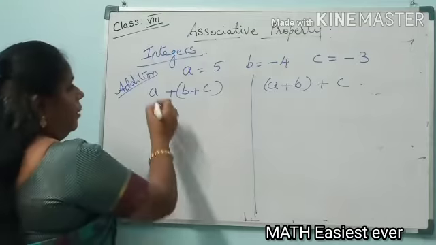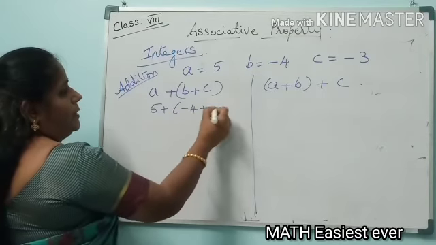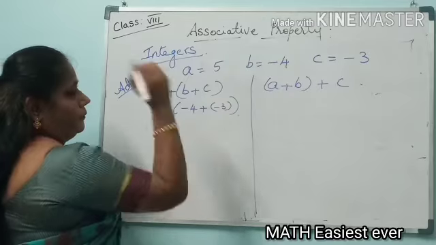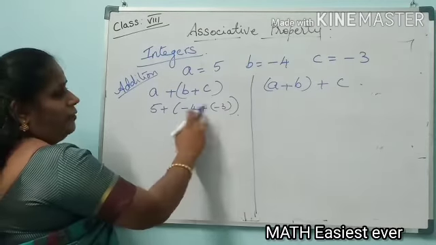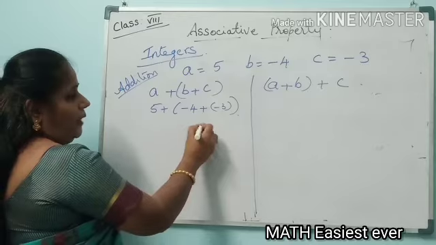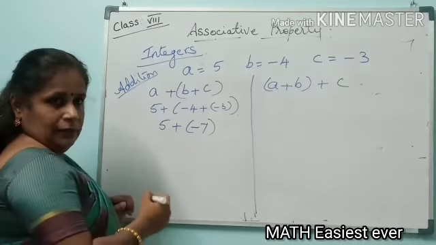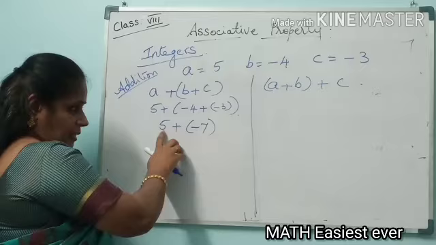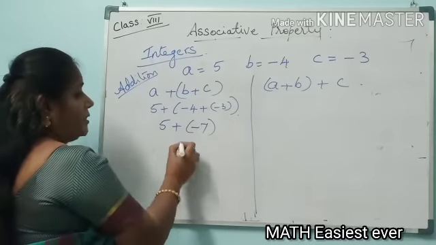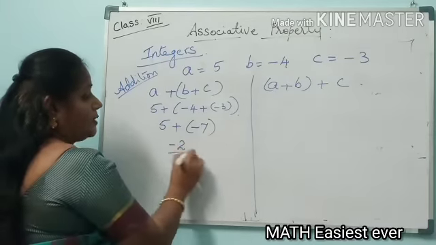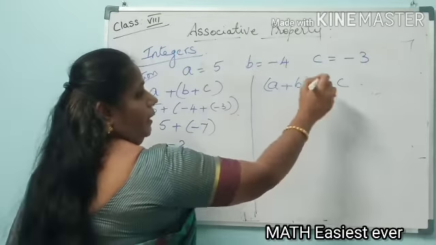Okay. Now what is A? 5 plus (B is minus 4 plus minus 3). So we have to do this bracket first. What is minus 4 plus minus 3? It's minus 7. 5 plus minus 7. What will you get? One positive integer and one negative integer, you have to subtract. 7 minus 5 is 2, and so it's minus 2.